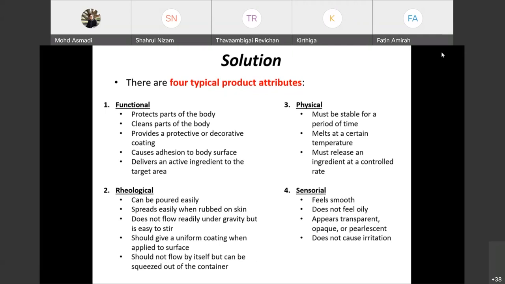You have to be familiar with these product attributes, and you can distinguish between B2B and B2C products. For B2B, the main concern is purity. So you have to know how to distinguish these products. I think this is clear, this is easy.